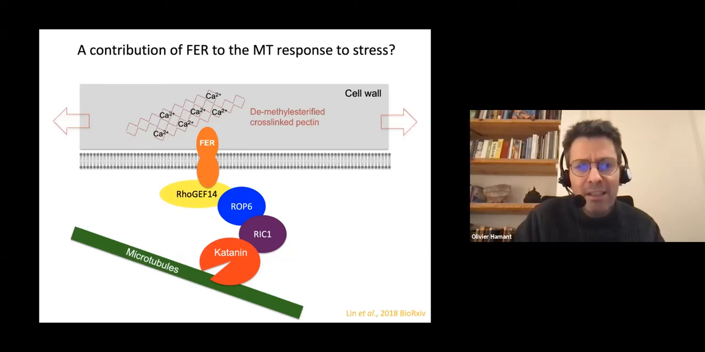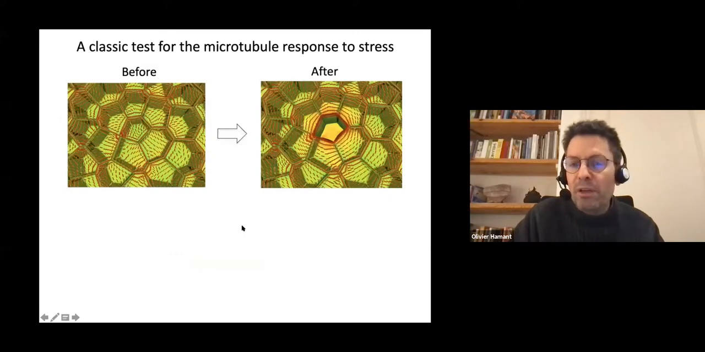And so the idea would be that, well, that's it, right? We have our pathway and microtubules are downstream of FERONIA. So we wanted to test this. For this, we used a very simple test, which is this one. This is a virtual cell tissue. This is the pattern of tension in an epidermis that is under tension.